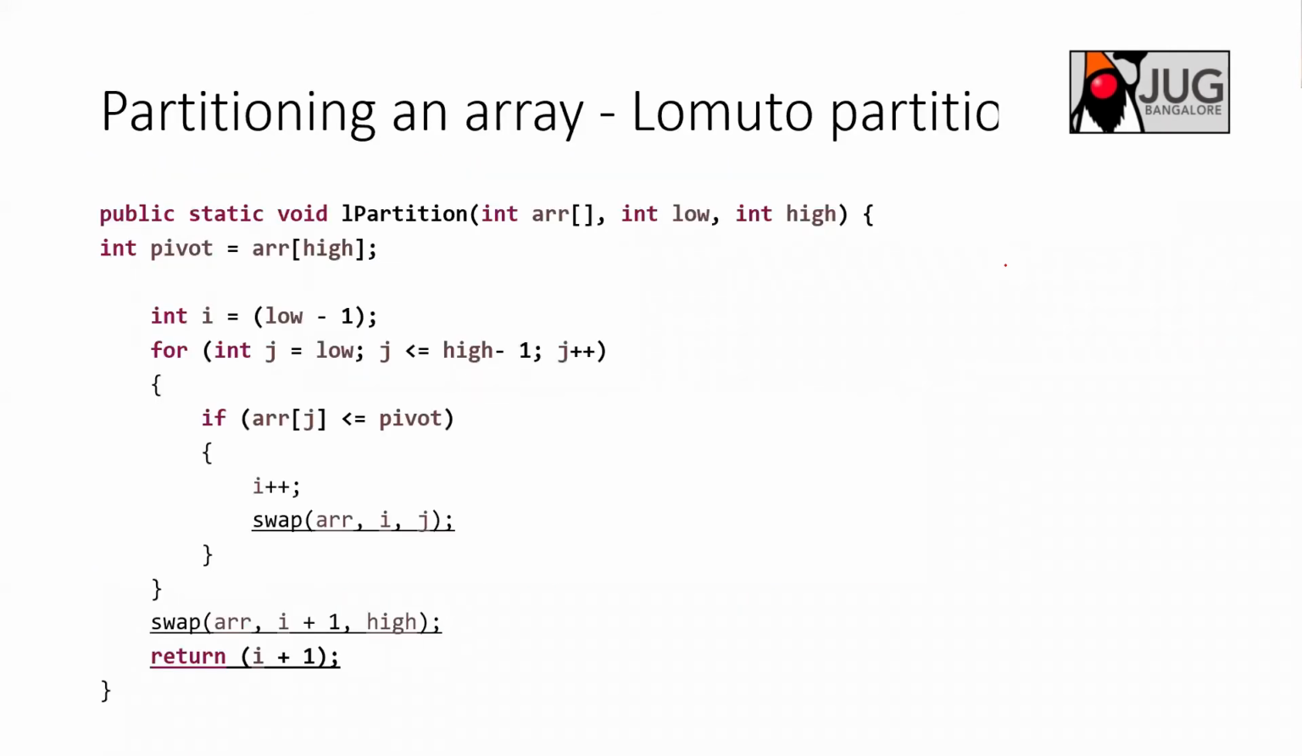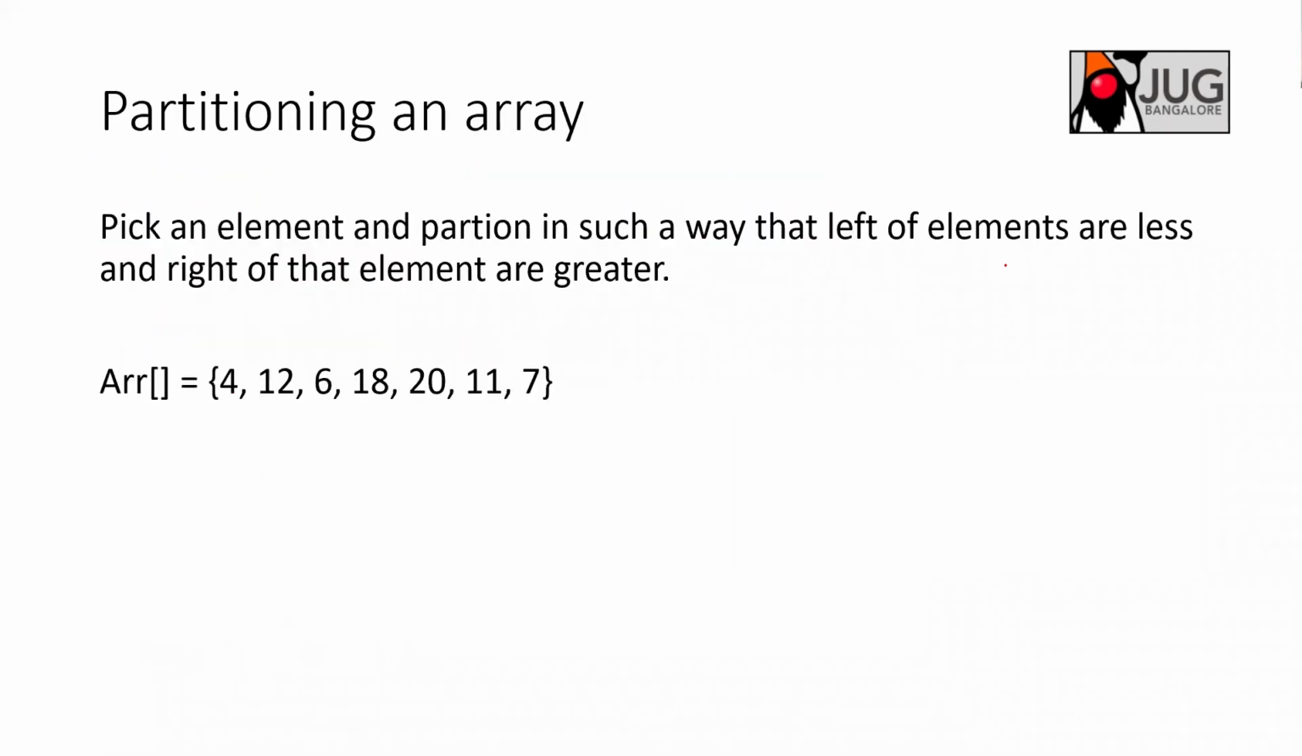Let's see one more example. Before getting into quicksort, we need to understand one important concept here. How will you partition an array? Partition is nothing but you divide an array in such a way that, given an element, you pick that as a pivot or element to be partitioned.